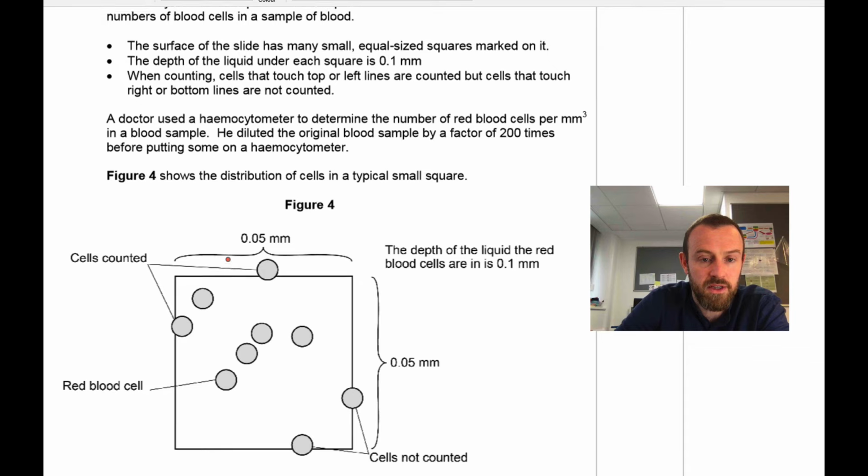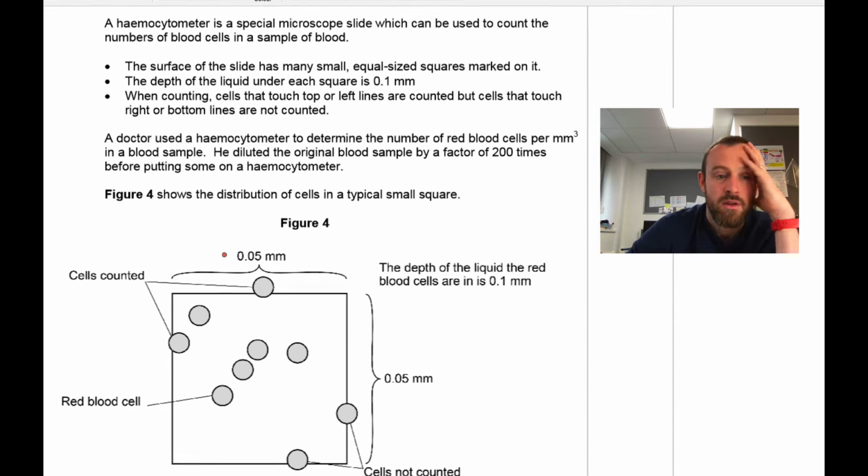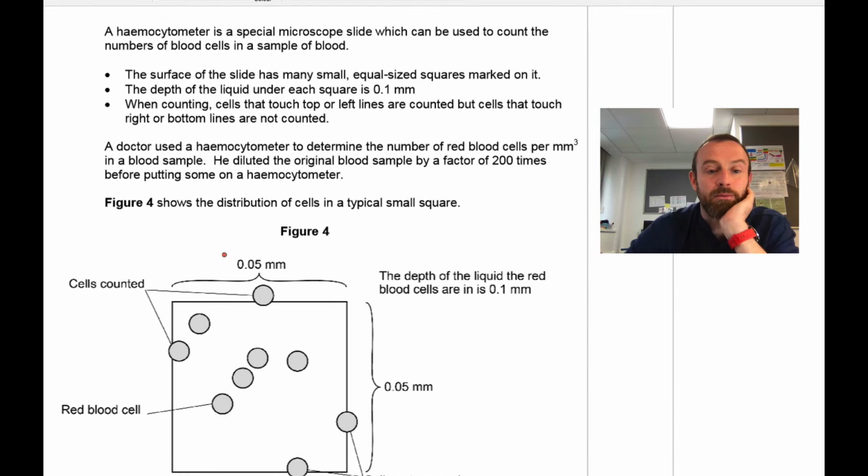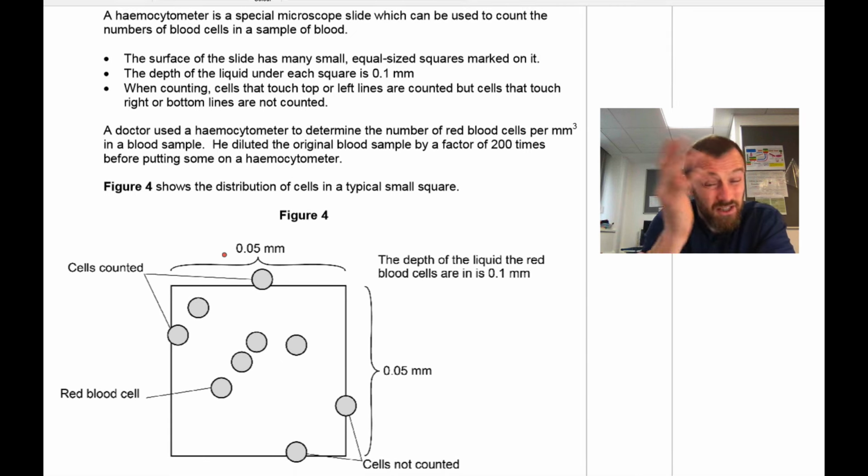Ooh, a hemocytometer. Haven't seen this in AQA. A hemocytometer is a special microscope slide which can be used to count the number of blood cells in a sample of blood. This is on the OCR spec, so perhaps if this is something you want to look at and think about more, you could find some questions from an OCR paper that have this on.